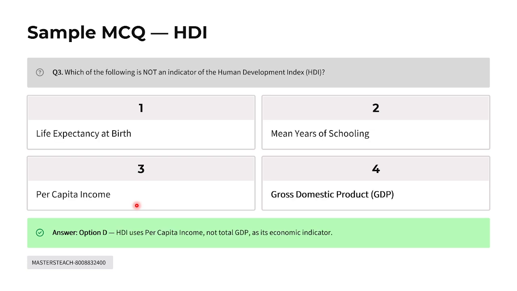Which of the following is not an indicator of the human development index? Is it life expectancy at birth, or mean years of schooling, or per capita income, or gross domestic product? As we know, the answer is gross domestic product, because the human development index consists of life expectancy at birth, mean years of schooling, then per capita income, not the gross domestic product.